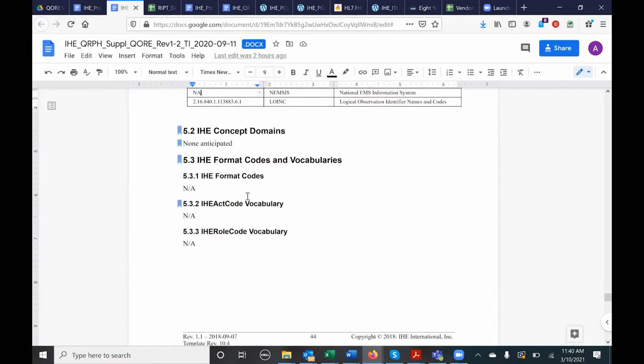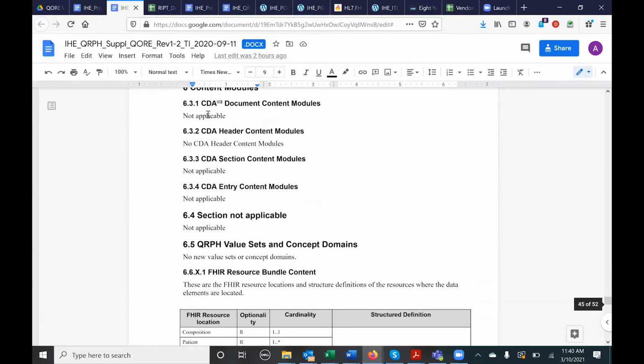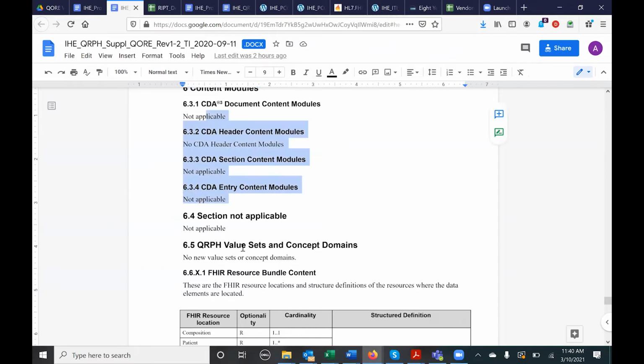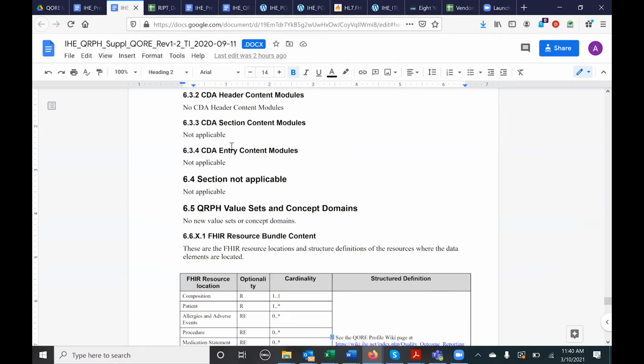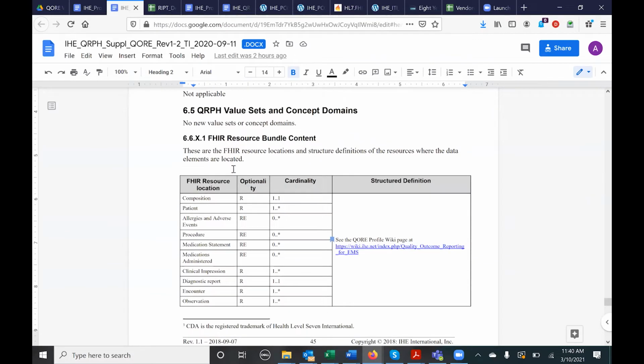So since we're not doing any CDA, that's just not applicable over here. We have our value sets, concept domains, and our FHIR resource bundle content. And so this is the composition, et cetera.